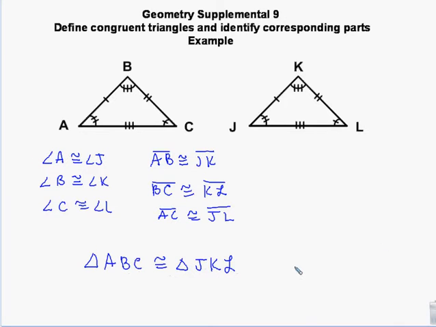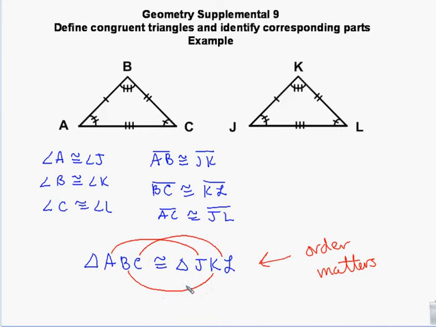And order matters. The order of the triangle listing tells me, when I have this congruent statement, that A is congruent to J, and B is congruent to K, and C is congruent to L. So the order is really important. Triangle ABC is congruent to triangle JKL. It is not congruent to LKJ because A and L aren't the same. Does that make sense? So we have to be really careful with that. The order matters.